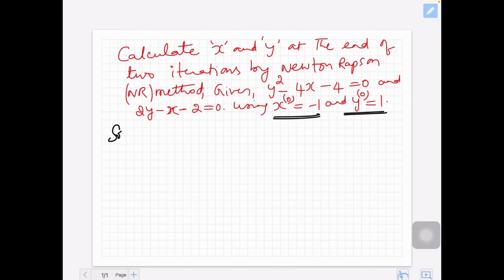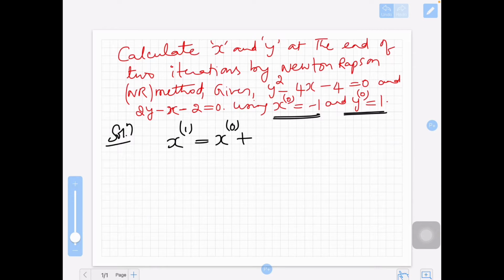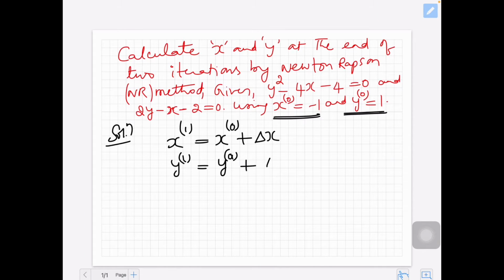So solution goes like this. We have to find at the end of first iteration the value of x. The initial value plus this initial value is not the final answer, so we need some correction for this. Let us mark that correction as delta x. Similarly, y at the end of first iteration is y1, that is y of 0, the initial value, the 0th iteration, plus delta y. Let us call these equations 1 and 2.